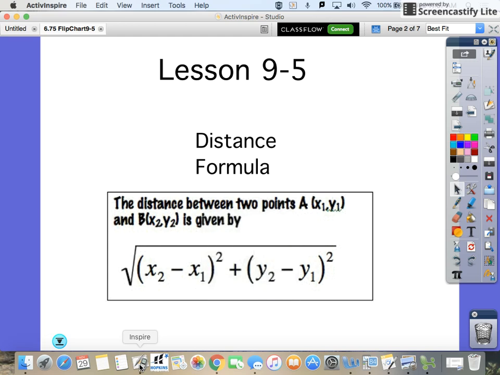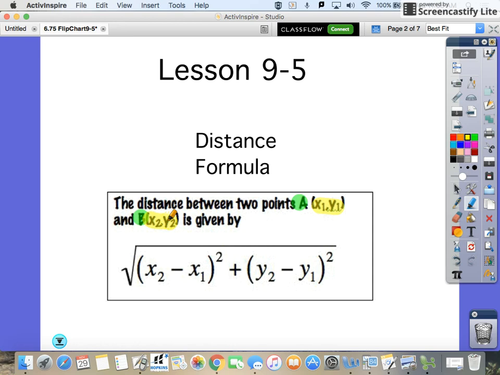This is lesson 9.5 on the distance formula for geometry. So before we start, there's a formula for distance, and it's the distance between 2 points, A and B. If we call A x1, y1, that means our first x and our first y. Then we'll call B the x2, y2, which means our second x and our second y.